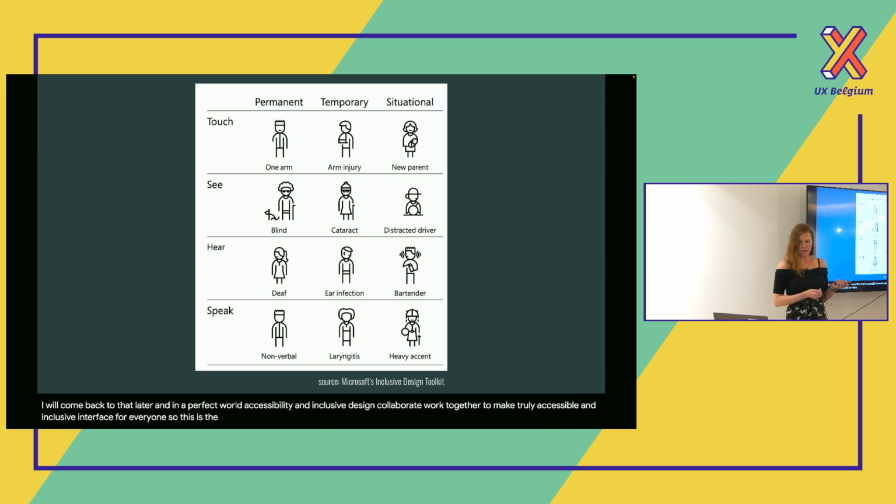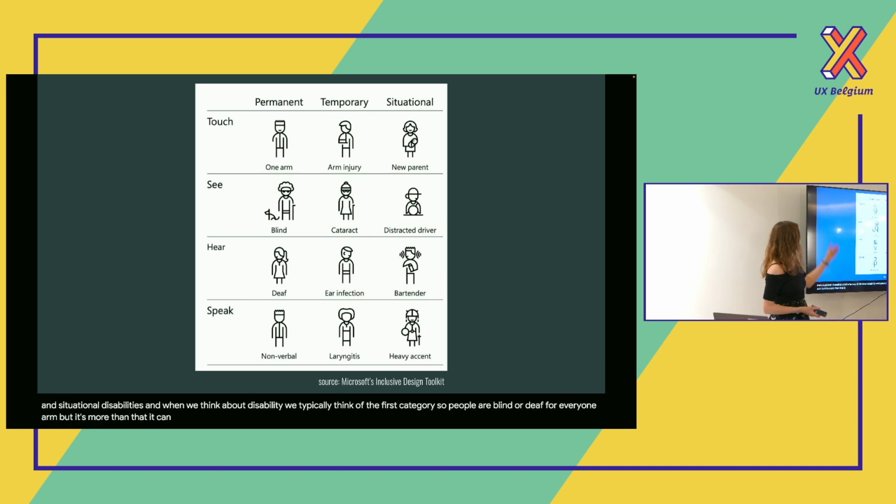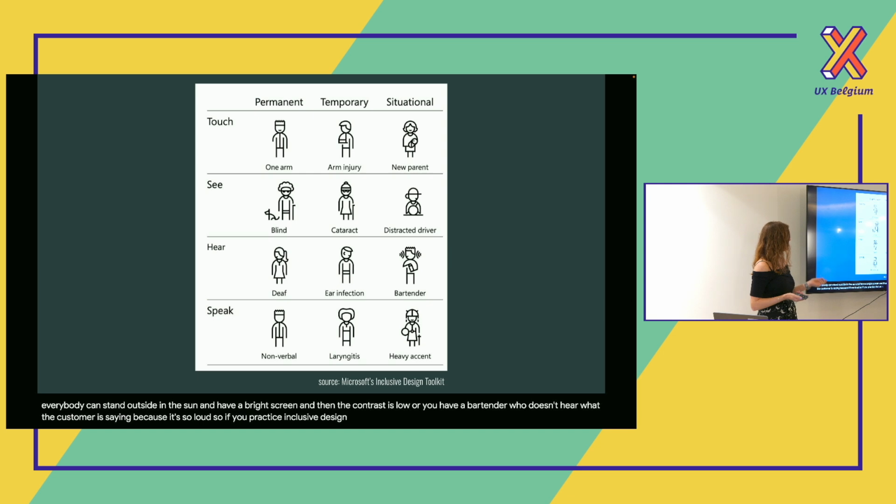This is the inclusive design toolkit of Microsoft. As you can see here, you have permanent, temporary, and situational disabilities. When we think about disability, we typically think of the first category only. People are blind or deaf, or they have only one arm. But it's more than that. It can also be temporary or situational, and that can mean all of us, because everybody can break an arm, everybody can stand outside in the sun and have a bright screen, and then the contrast is low, or you have a bartender who doesn't hear what the customer is saying because it's so loud. So if you practice inclusive design, it means you take into account all the other types of disability as well.